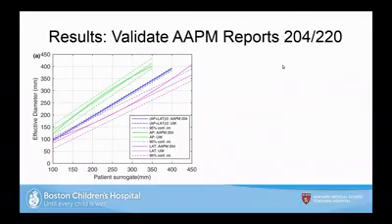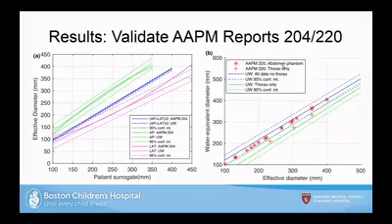So then we did a direct validation of the AAPM reports 204 and 220. They provide fits or data. For AAPM 204, we basically superimposed our fits over theirs with a 95% confidence interval. And as you can see, when I plotted the effective diameter as a function of patient size surrogate, our fits agree quite well with each other, and they both fall within the 95% confidence interval. So we felt fairly confident that we had validated AAPM report 204.